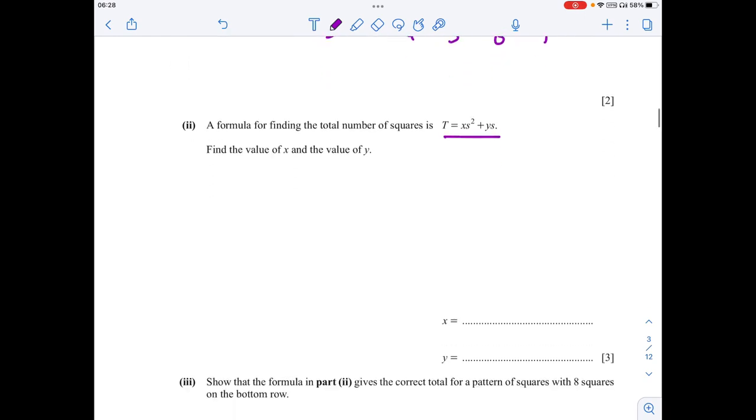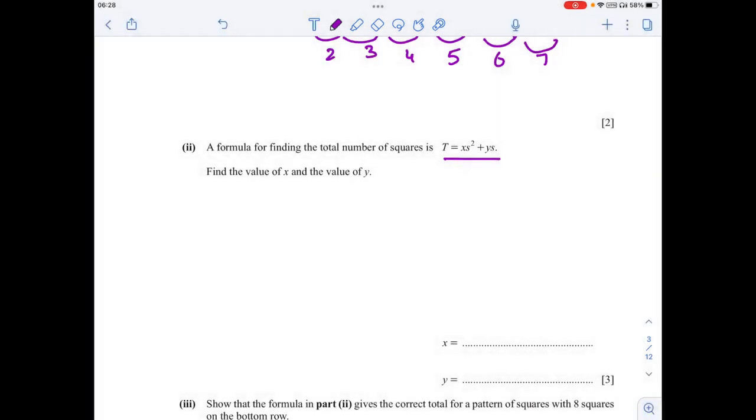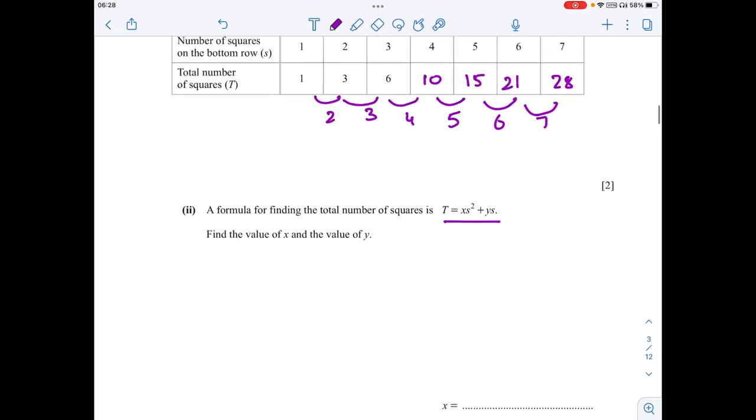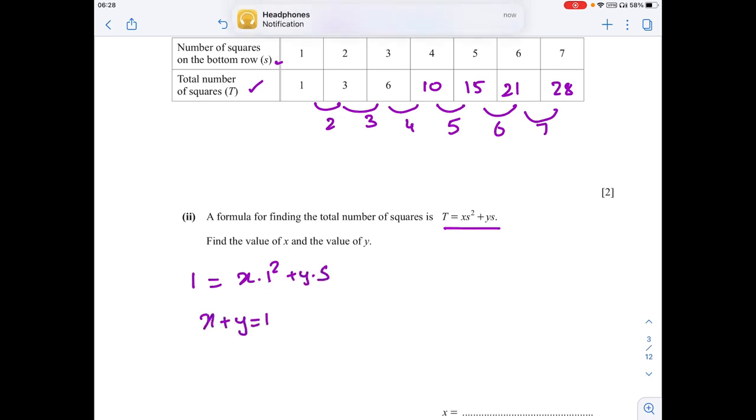A formula is given for finding the total number of squares: t equals x s squared plus y s. Find the values of x and y. So for that, what should I be doing? I should be using the values from the table, t and s. So I take t equals 1 and s equals 1: x times 1 squared plus y times s. So what do I get? x plus y equals 1.